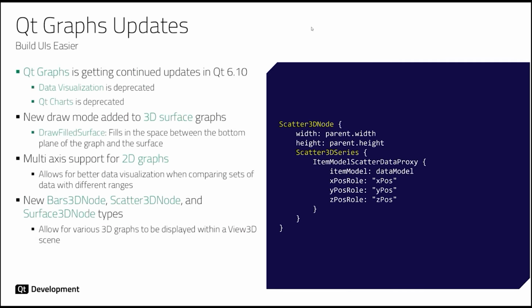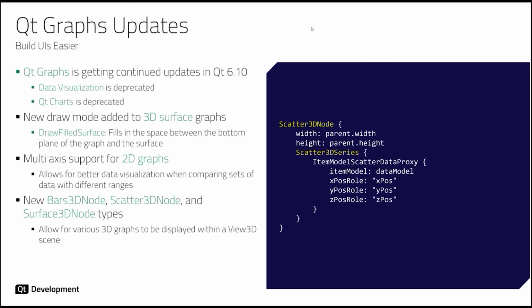The last update in our Build UIs Easier section of the webinar is going to be in regards to Qt Graphs. As a reminder, Qt Graphs was introduced in Qt 6.6 as a replacement module for the data visualization module and Qt Charts. So essentially, these modules are deprecated now, data visualization and Qt Charts, and Qt Graphs is going to continue to receive updates. So some of those updates in 6.10 are the new draw mode, which has been added to 3D surface graphs. So there's a new draw mode called Draw Filled Surface, which allows you to fill the space in between the bottom plane of the graph and the actual surface. So we'll see this in the example in a moment.